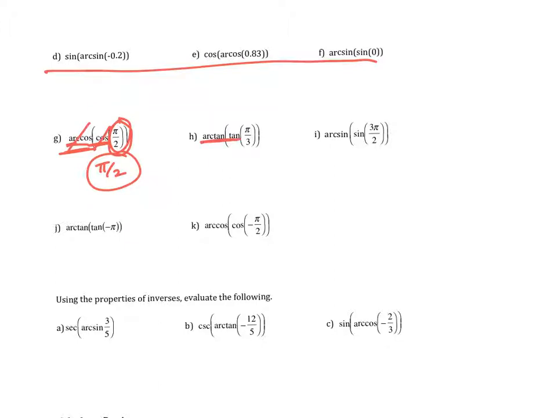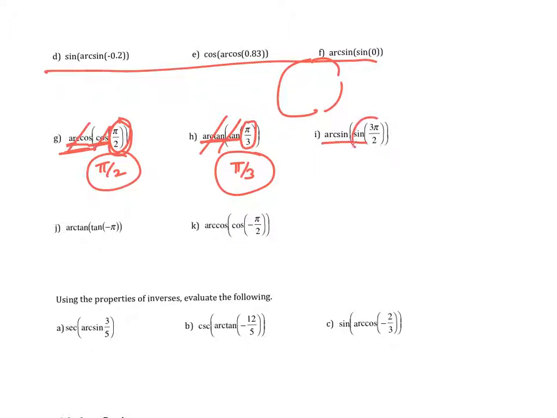Inverse tangent is between negative pi over 2 and pi over 2, and pi over 3 is between those, so I can just cancel these out, getting pi over 3. But right here, if I look at the following, inverse sine needs to be between negative pi over 2 and pi over 2, but this is 3 pi over 2, which places you over here, right? So that's not okay. So I have to take a look at this more closely.